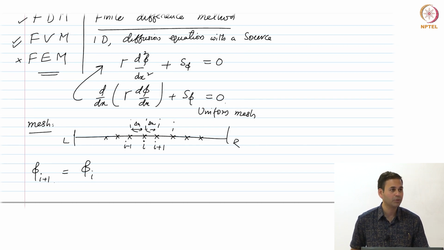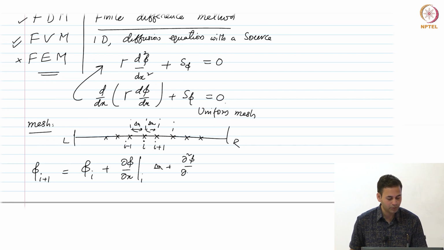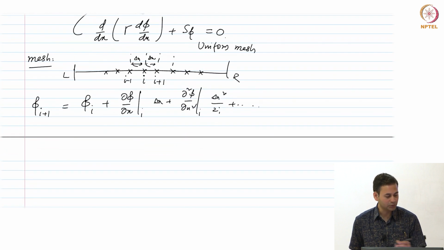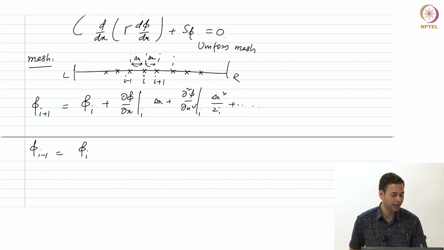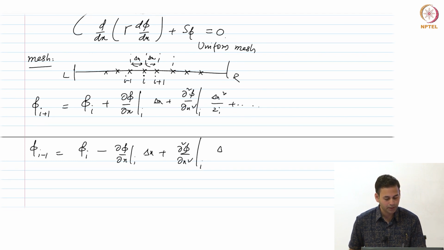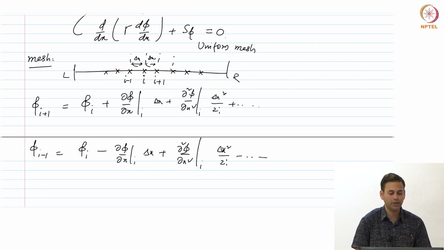Okay. So, this would be phi I plus 1 equals phi I plus partial phi partial x evaluated at I times delta x, and then partial square phi by partial x square at I and delta x square by 2 factorial and so on, right. Okay. What about phi I minus 1? This would be phi I minus partial phi partial x at I delta x plus partial square phi by partial x square at I times delta x square by 2 factorial and so on. Okay. So, we have these two.